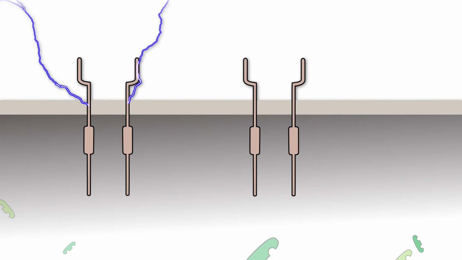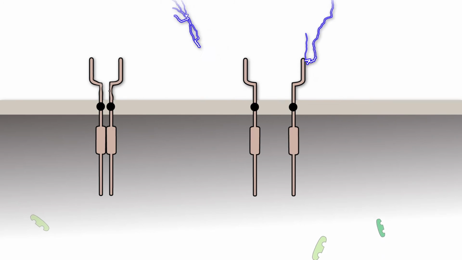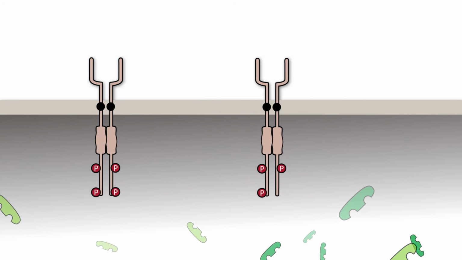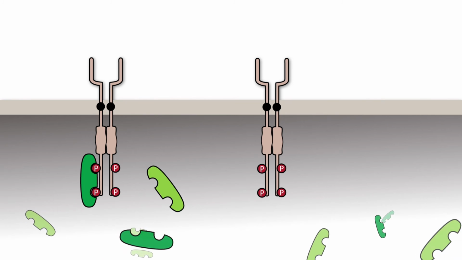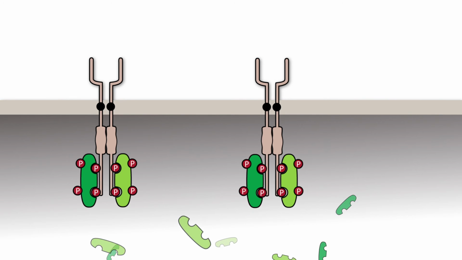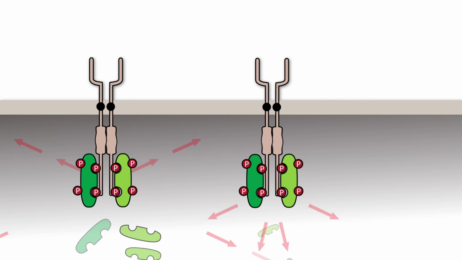Point mutations have been found in the transmembrane domain of a very small number of tumors. These mutations may result in the spontaneous dimerization of receptor monomers, independently of ligand binding, leading to inappropriate signaling.